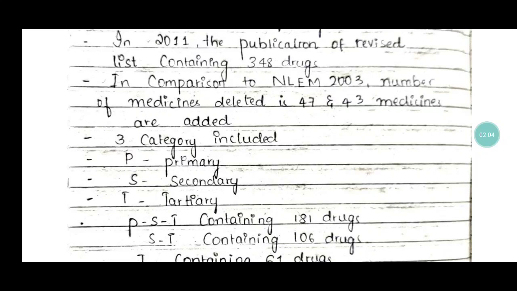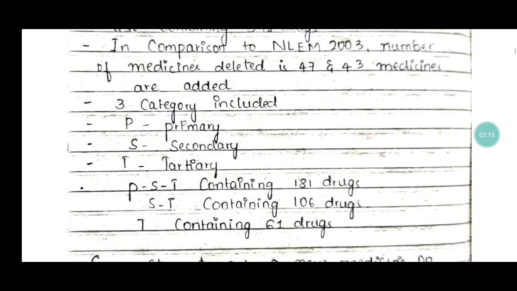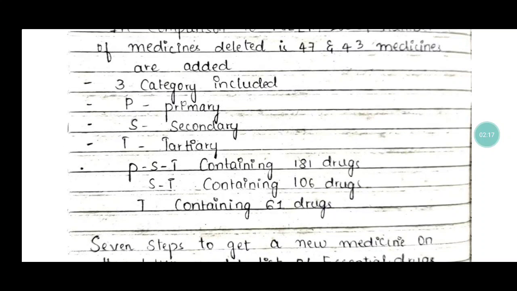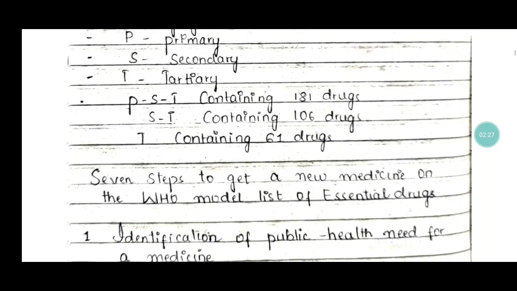The categories included in the national list of essential medicines are three types. Number one, PST, where P stands for primary, S for secondary, and T for tertiary, containing 181 drugs. ST, that is secondary and tertiary, containing 106 drugs, and T, that is only tertiary, containing 61 drugs.